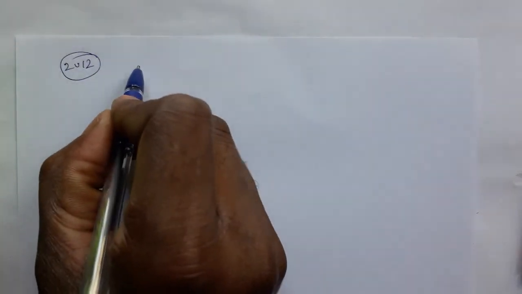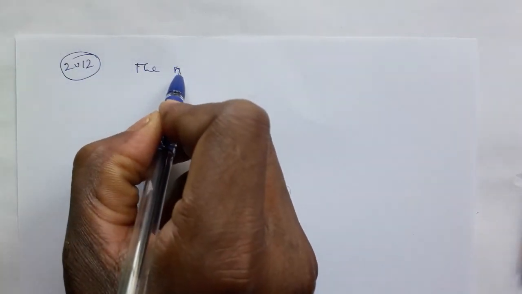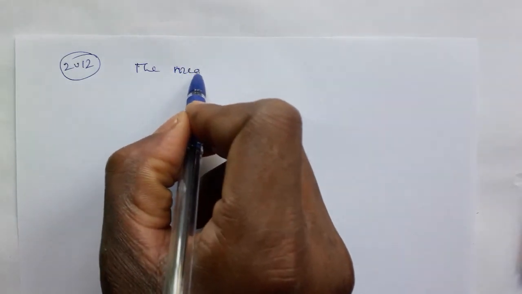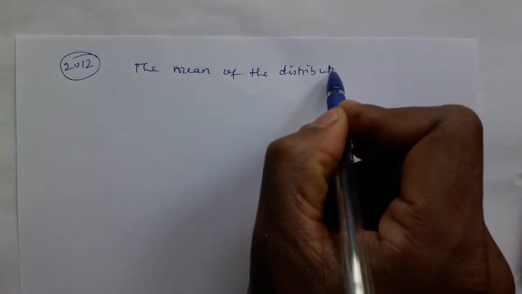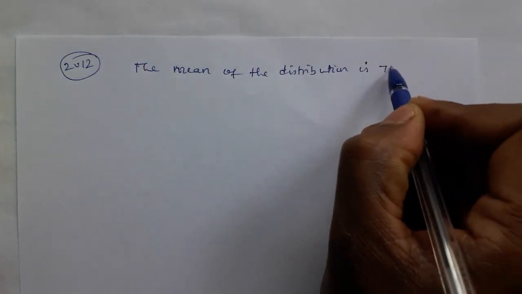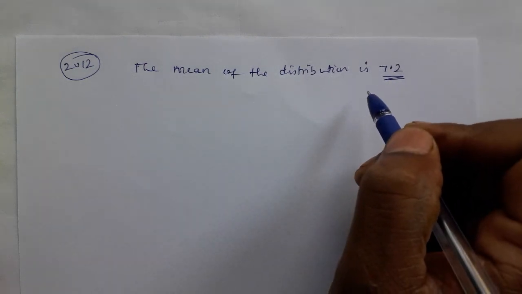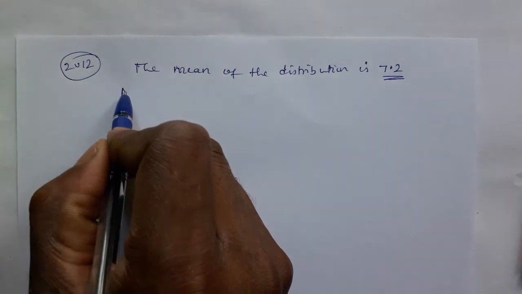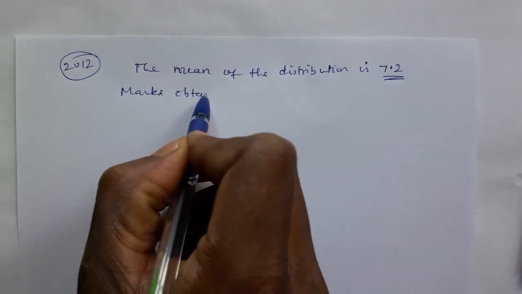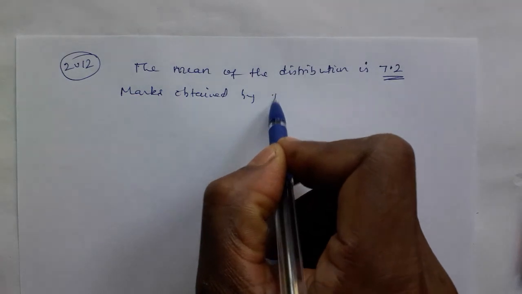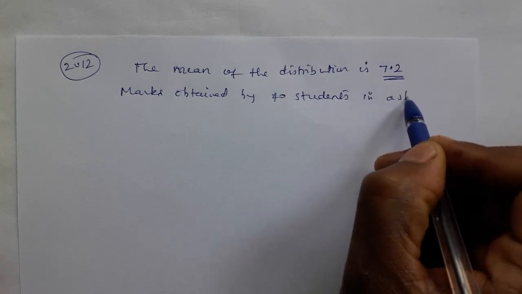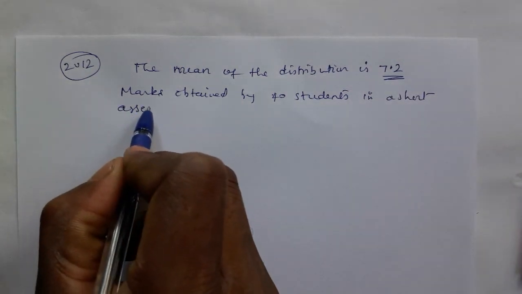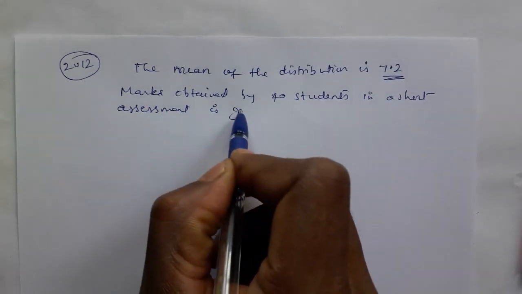It is taken from the 2012 paper. The mean of the distribution is 7.2. Look at here also, the mean of this distribution is 7.2. Marks obtained by 40 students, even the number of students is also given, 40 students in a short assessment is given below.